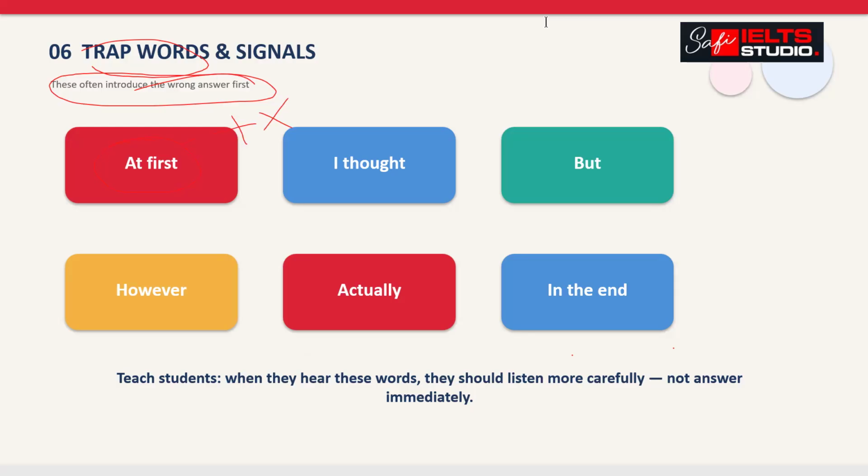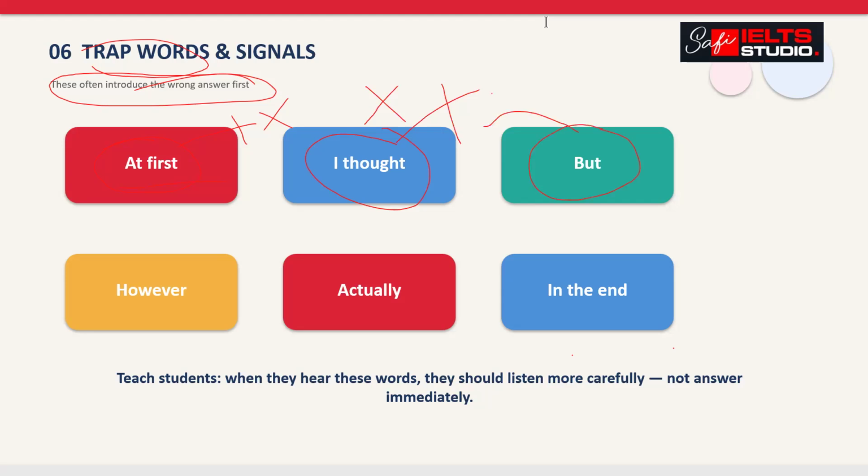At first, for example, words he gives you, that is incorrect. The examiner is going to correct himself later on. For example, "At first I thought to be a police officer." Look, at first I thought. Clear? So now if you say I thought, again, that's the wrong answer. Words after "thought" are incorrect.